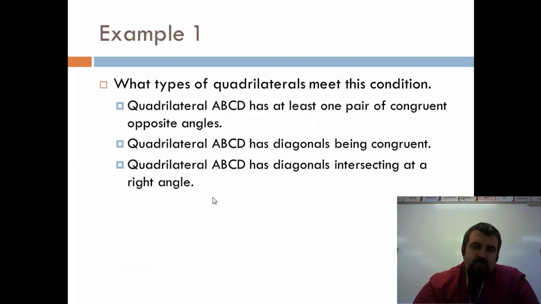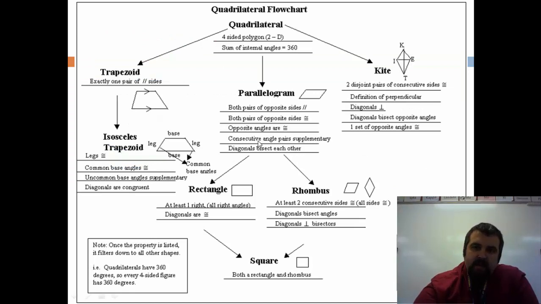All right, example 1. What types of quadrilaterals meet this condition? Quadrilateral ABCD has at least one pair of congruent opposite angles. All right, so I only need one pair of congruent opposite angles. So if I go back to my flowchart here, one pair of congruent opposite angles. One set of opposite angles are congruent. Okay, kites. Done. Yes, kites are one of them.